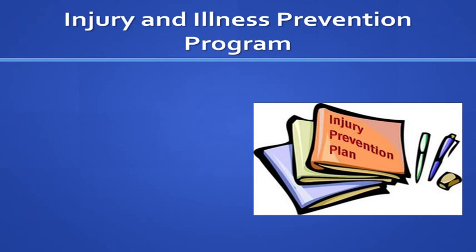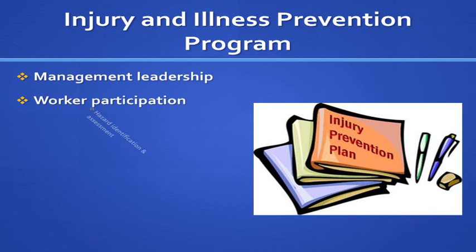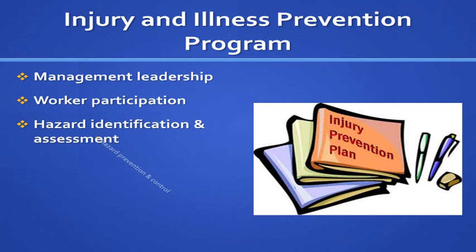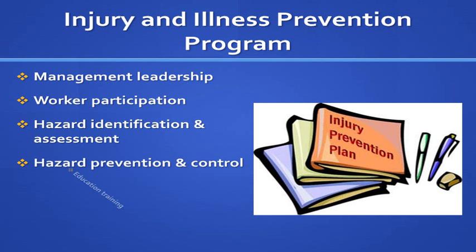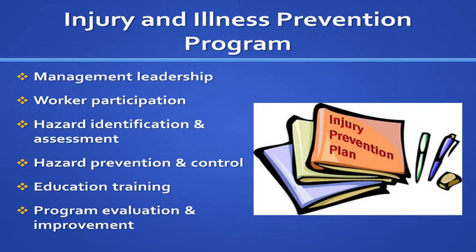These basic elements: management leadership, worker participation, hazard identification and assessment, hazard prevention and control, education and training, and program evaluation and improvement. These elements are common to almost all existing health and safety management programs. Each component is important in ensuring the success of the overall program, and these elements are interrelated and interdependent.